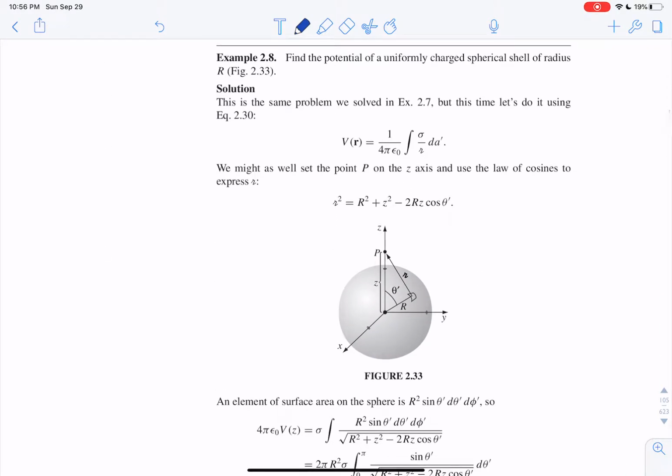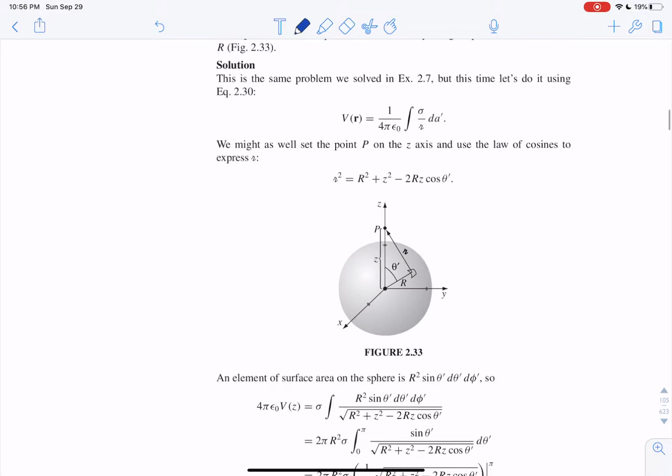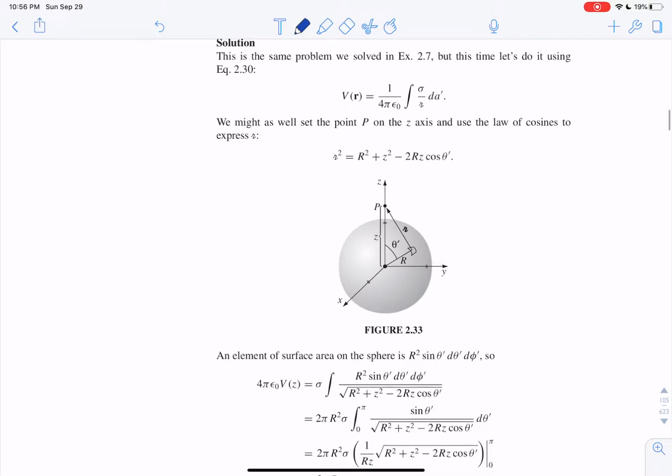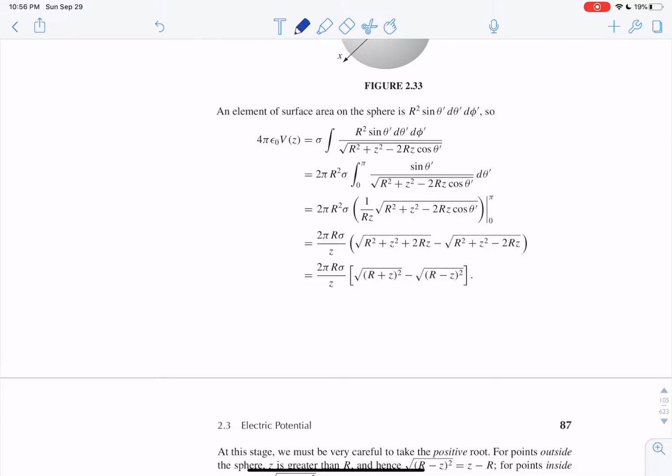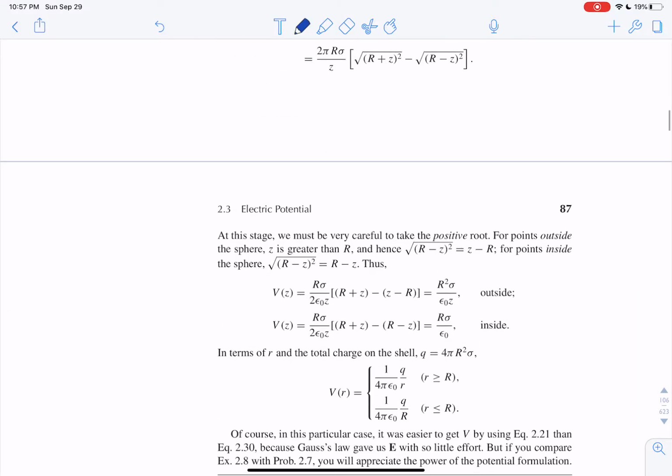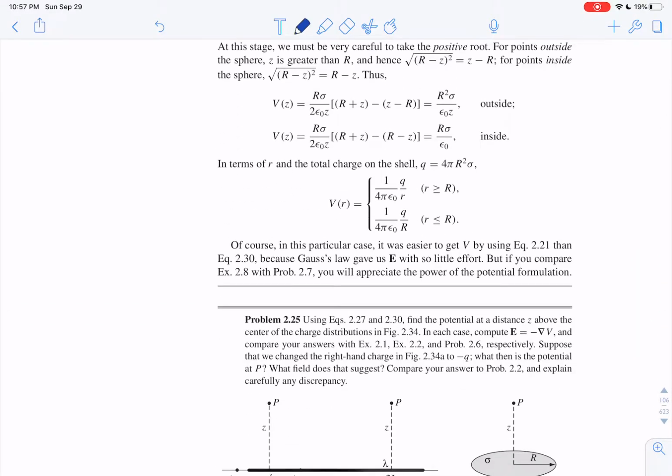Find the potential of a uniformly charged sphere. Same thing as we did in example 2.7, but now we're going to use the potential equation to do it. So remember our surface charge density, dA, and then what he does here is replace this vector there using the law of cosines to find this point z in terms of r and z here. Then do the integral on the sphere, r squared sine theta d theta d phi, and you get this integral, and you end up with this on the outside and this on the inside by doing the integral.